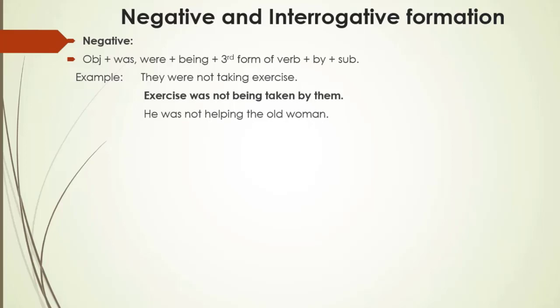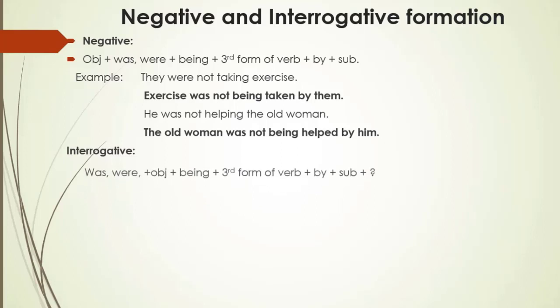He was not helping the old woman. The old woman was not being helped by him. In interrogative formation, we shall use helping verb at the start of the sentence, which is was/were, plus object plus being plus third form of verb plus by plus subject plus question mark.